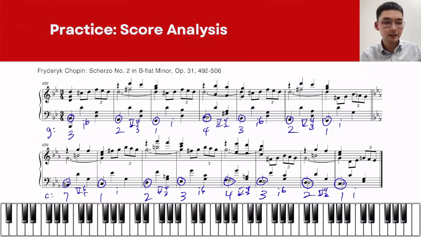Yeah, so there you have it. So I was able to, with relative ease, find the chords because I had an idea of what chords to expect based on the rule of the octave. So that's another really cool application of the rule of the octave in the context of score analysis.